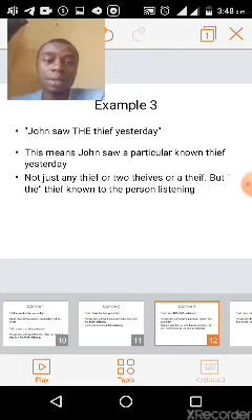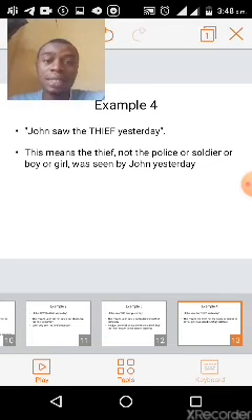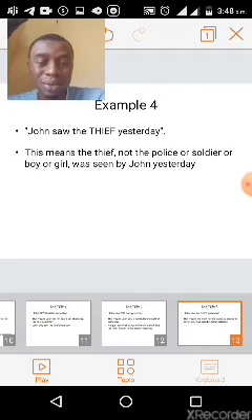So we have the next example. John saw the THIEF yesterday. This means that the thief, not the police, not the soldier, not the boy, not the girl, not the farmer, but the thief was the person John saw. So the attention here is to show the person that was seen. So thief is stressed to emphasize the person that was seen.